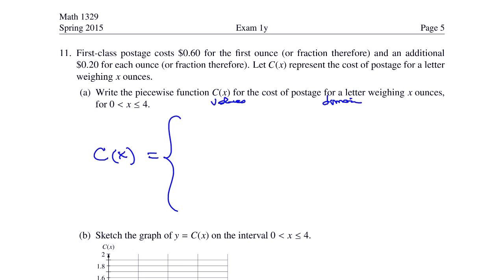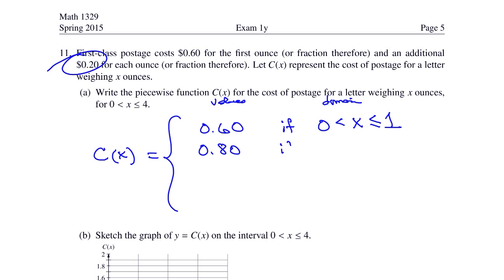So the values that we're going to get here are 60 cents, and that is for the first ounce. So the first ounce is from 0 to 1 ounce, and then that's the fraction thereof. So if you had half an ounce, you would still pay the 60 cents. And anything up to and including 1 ounce would still be 60 cents. As soon as you go over 1 ounce, then you add 20 cents, and that's 0.80 or 80 cents. And that's 1 is less than x is less than or equal to 2.